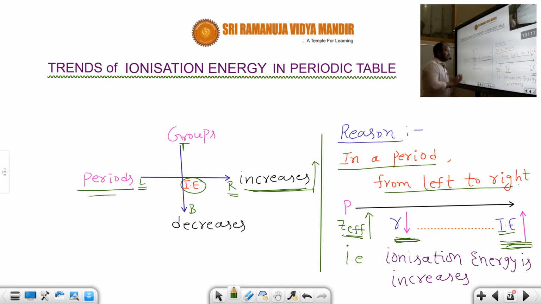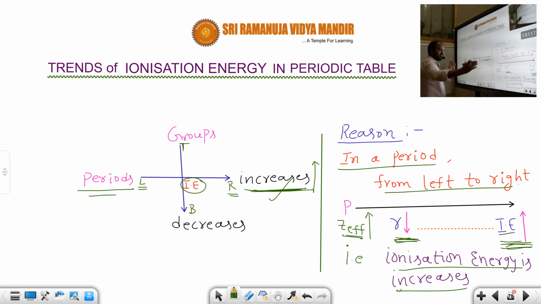What is the general trend? In the periods from left to right, what will happen? Ionization energy values increase. The reason is that in the periods from left to right, effective nuclear charge increases, that's why radius decreases. Whenever radius decreases, ionization energy increases. So in the periods from left to right, ionization energy increases.